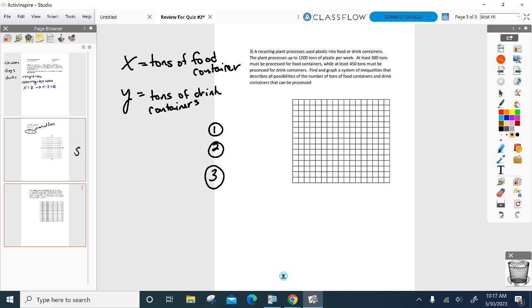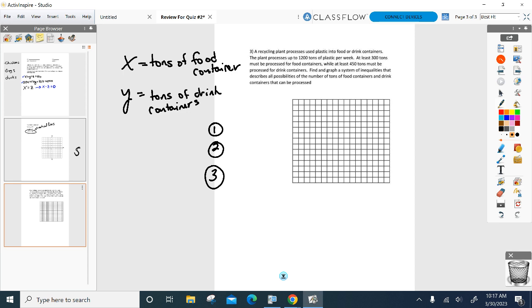And everyone's so quick to just attach a number to X and Y. I only want to do that if I have money involved, and there's no money involved here. Ready? Second sentence. Plant processes up to 1,200 tons of plastic. What do you got for me? Don't read anything else. Just stop right there. Pretend you don't even know anything else. Up to 1,200 tons of plastic per week.